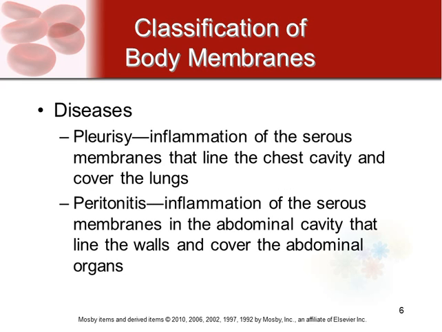So you can actually have diseases of these specific membranes. You can have a pleurisy, which is when there's an inflammation of that serous membrane that lines the chest cavity and covers your lungs. Kind of makes sense since it's based off of the name there. Or you can have a peritonitis, remember, because it was your peritoneum. And that's an inflammation of those serous membranes in your abdominal cavity.